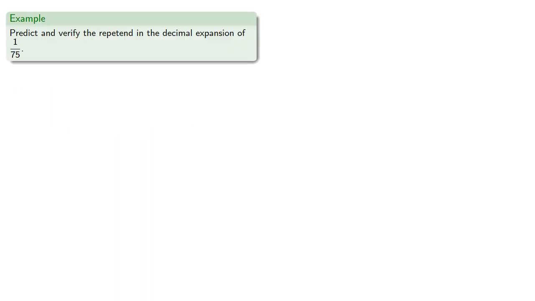So let's predict and verify the repetend of the decimal expansion of 1/75. We know that 75 is 25 times 3, and 3 has a 1-digit repetend, and when we compute 1/75, we get 0.01333..., where the 3 is repeated.